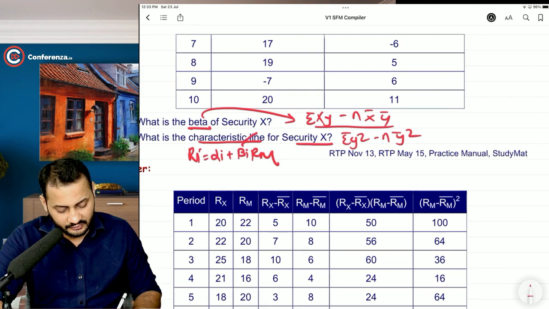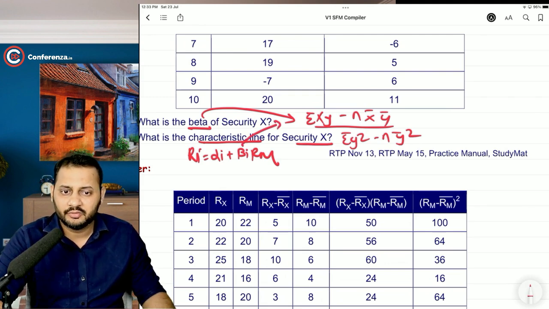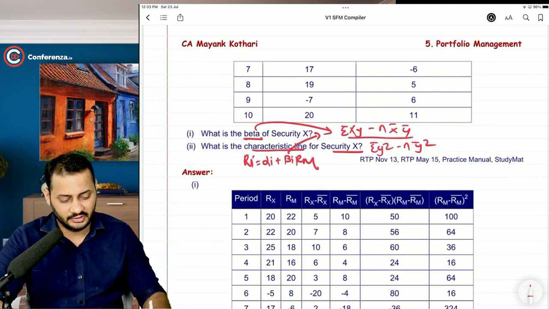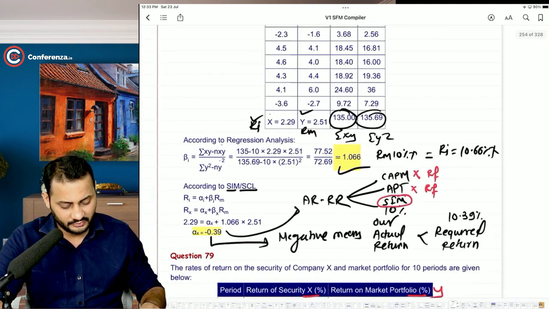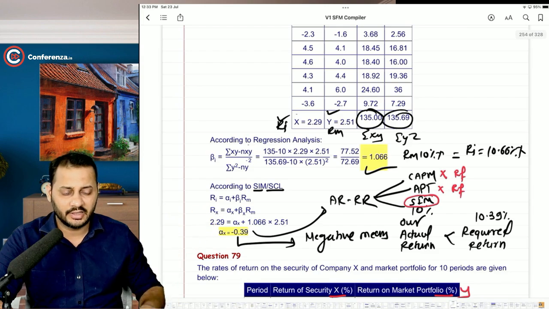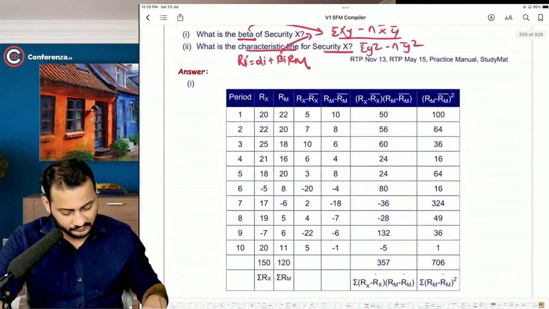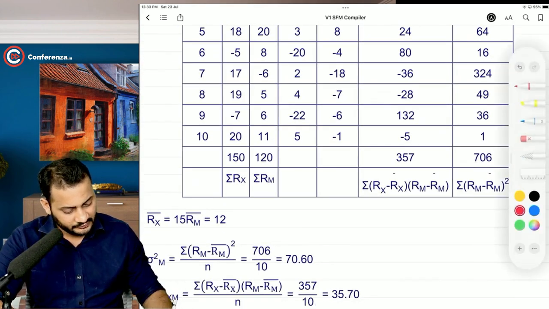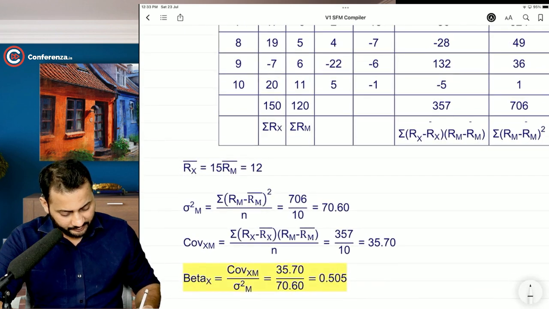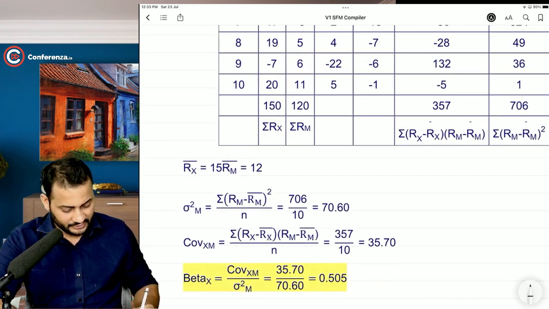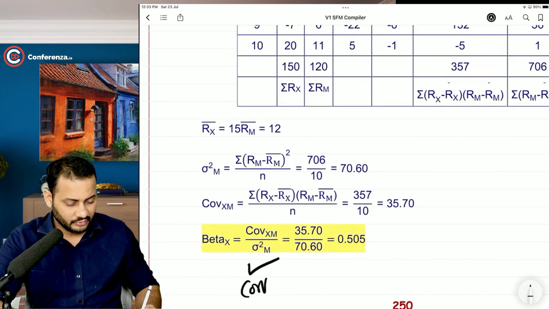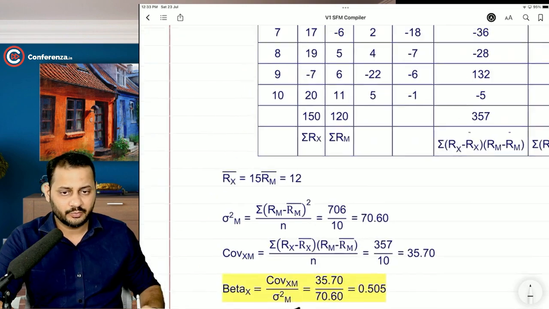Beta you can easily take from the first part. And alpha can also be calculated using the data given to us. We have already calculated alpha in the previous part also, right? With the same figures we can calculate the alpha as well, and then we can create a formula. So let me just find out what the beta is. In this question they have used the correlation analysis method. You can use the regression one also, the answer should be the same. Let's take the beta as 0.505.